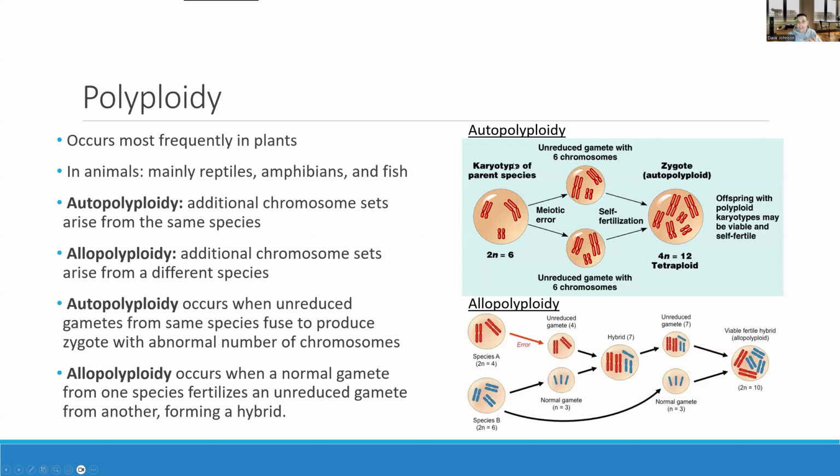So let's take a look at the karyotype of this parent species in this example. Their diploid number is 6. They have three pairs of chromosomes, okay? A meiotic error, not mitosis, meiosis, a meiotic error occurs where they don't reduce. So maybe they don't do that second round of separation. And as a result, the gametes are diploid. But then these diploid gametes fuse through self-fertilization. And now the result is offspring that has 12 chromosomes instead of 6.